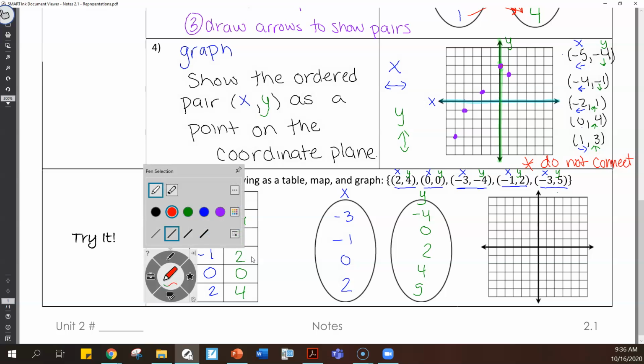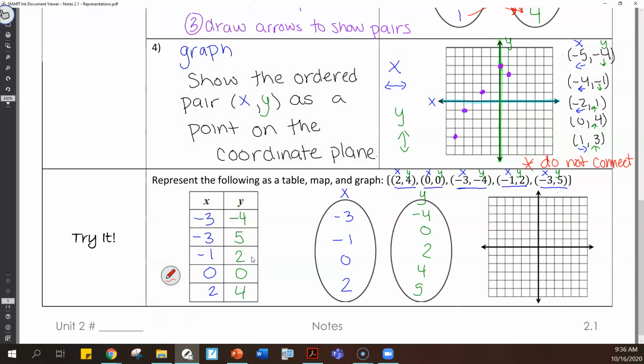And then the last thing I do is I show that relationship by drawing arrows. -3 goes to -4, so I'm going to draw an arrow. -3 also goes to 5, so I'm going to draw an arrow to 5 as well. Then I've got -1 with 2, 0 with 0, and 2 with 4. And then my map is done.